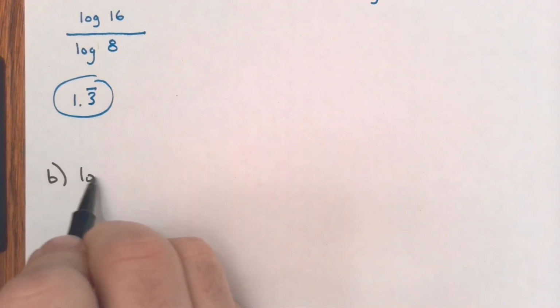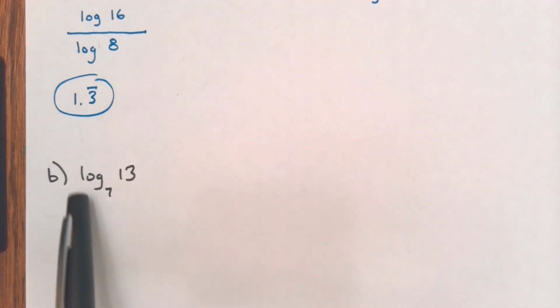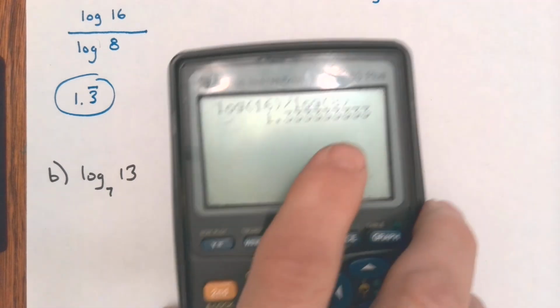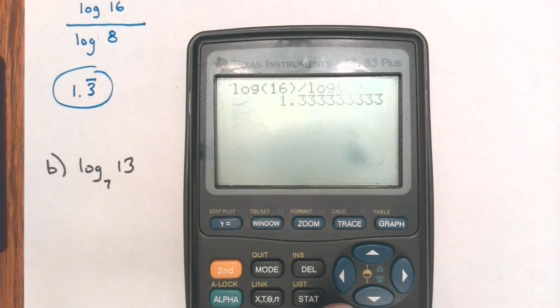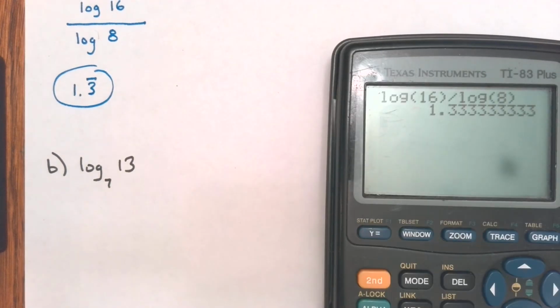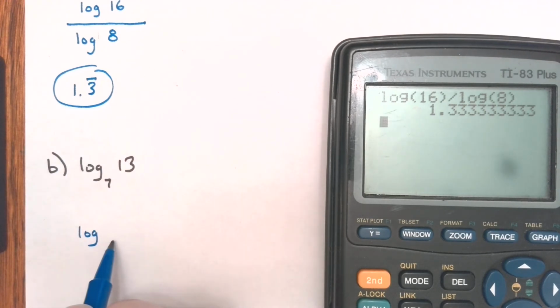So let's do log base 7 of 13. Again, I don't have a log base 7 button on my calculator. If you do, you can just type it in that way and you'll be good. So what I'm going to do is go through and type this in the way that I did the last problem. I can type this in using the change of base formula. It's going to be log base 10 of 13, or log 13, divided by log base 10 of 7, or log of 7.